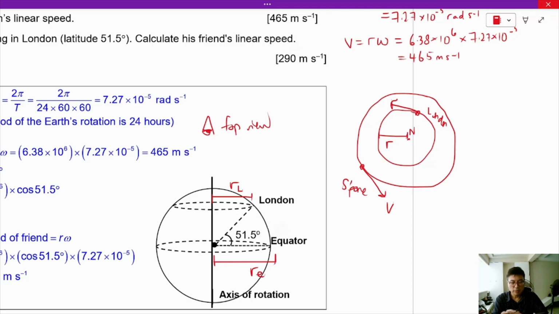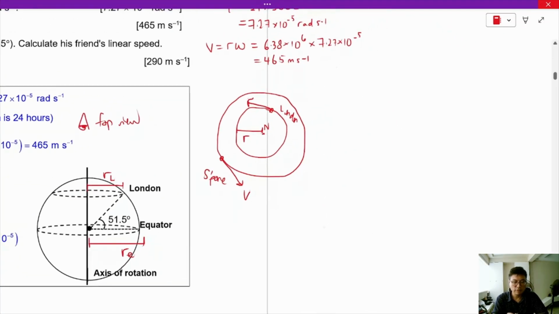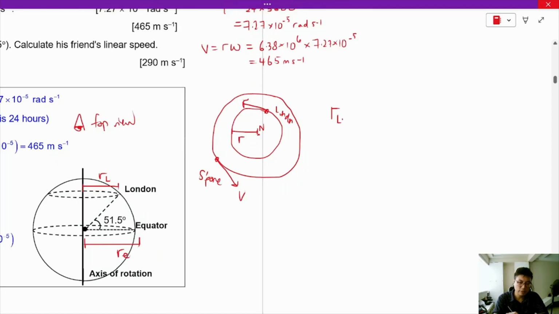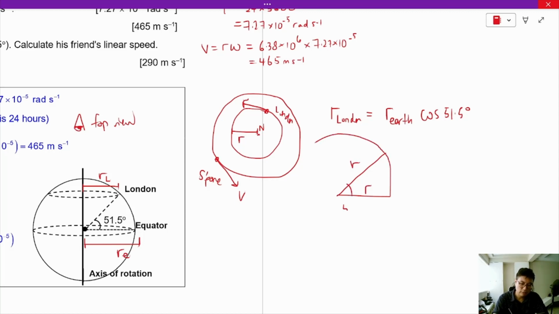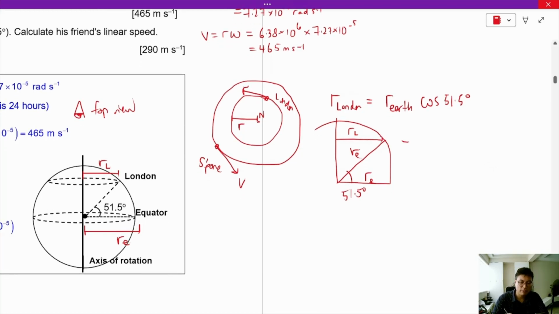Now we need to find out what is the radius of rotation around London. The radius of rotation at London will be equal to the radius of the Earth multiplied by cosine 51.5 degrees. How so? Let's take a look at this plot of the Earth. This is R, this is 51.5 degrees, this is R London, and this is R Earth. So R London will be equal to R Earth cos 51.5 degrees.